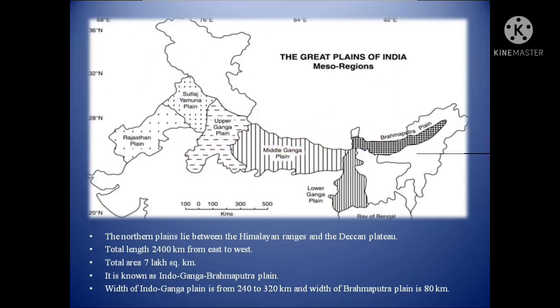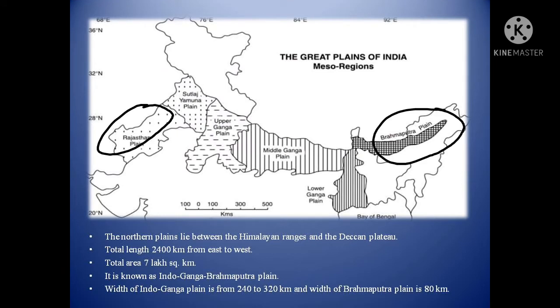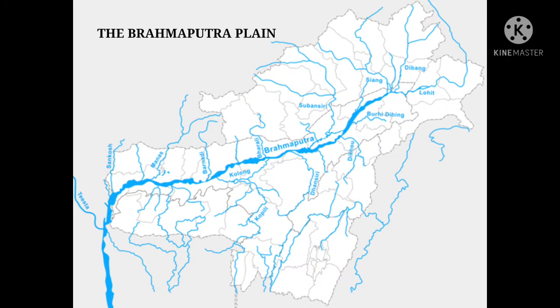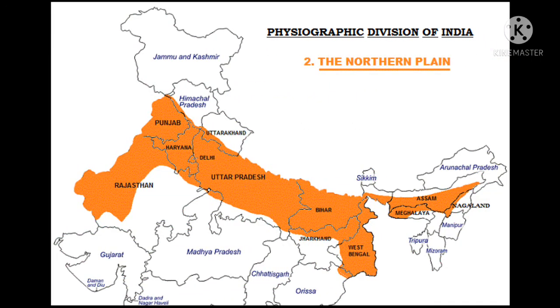The length of the plain is 2400 km from Assam in the east to the Indo-Pakistan boundary in Rajasthan in the west, and the total area the plain covers is 7 lakh square kilometer, and it is also known as the Indo-Ganga Brahmaputra plain. The width of the Indo-Ganga plain ranges from 240 to 320 km, but the width of the Brahmaputra plain is 80 km. That means the Brahmaputra plain is narrower than the Indo-Ganga plain, as you can see in the picture.